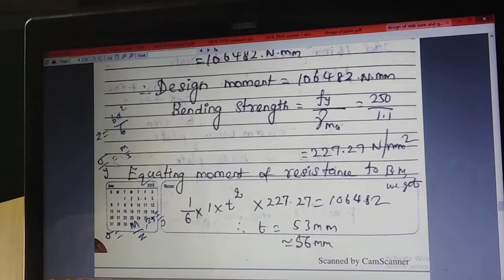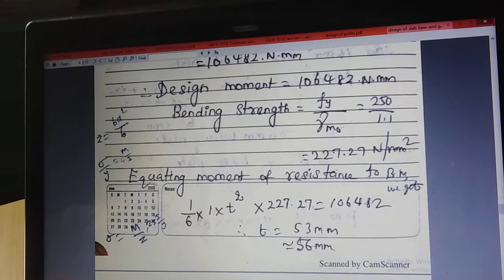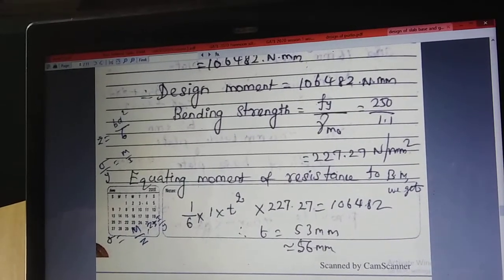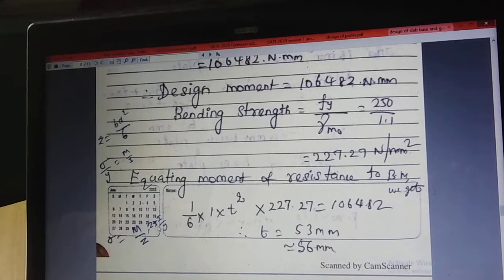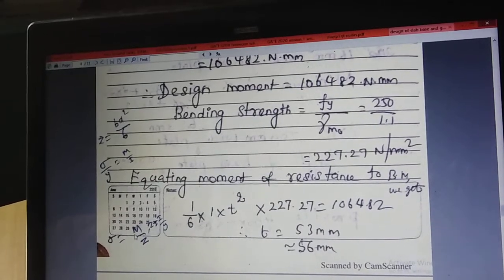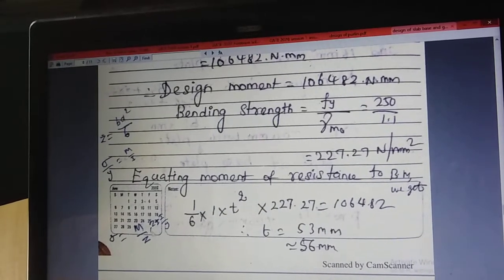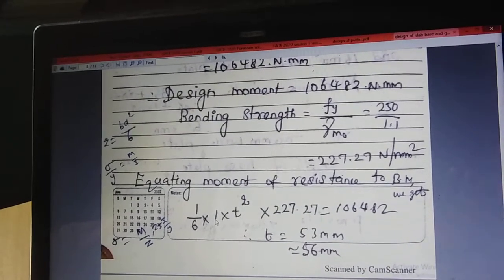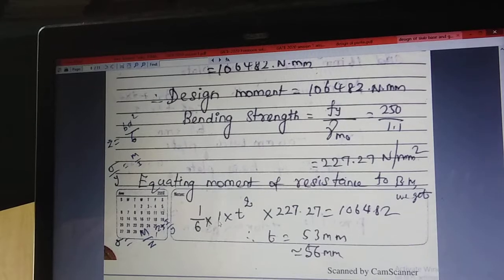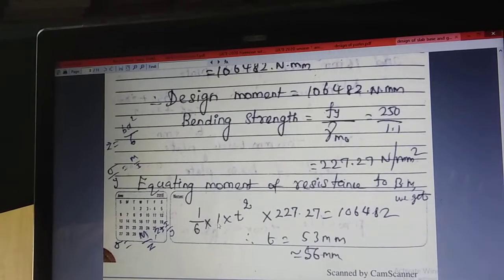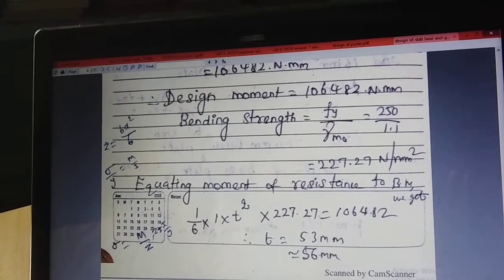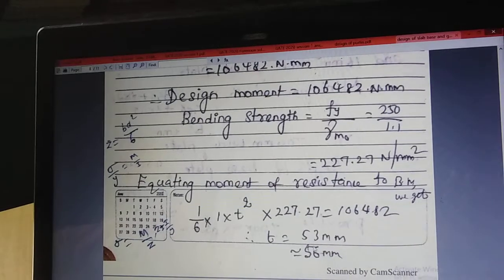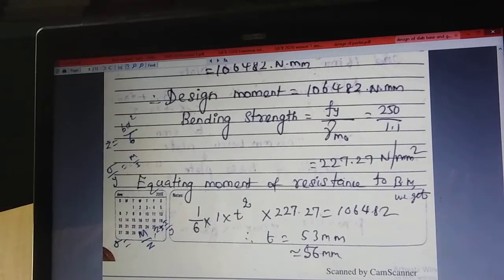We know the bending formula sigma by y equal to M by I, so that bending stress sigma equals M by Z. Z is nothing but section modulus, bd square by 6. Here I have chosen 1 meter width, so the value of b is taken as 1. From this formula, we calculated the thickness of base plate as 56 mm.